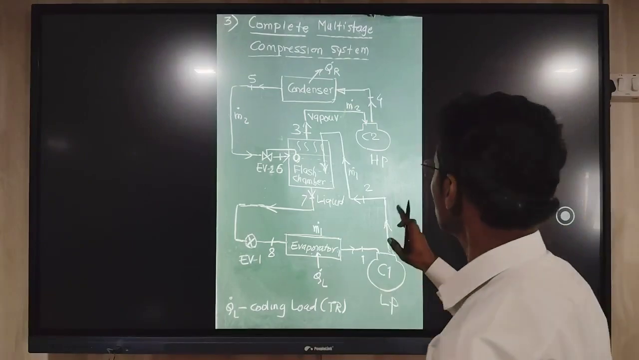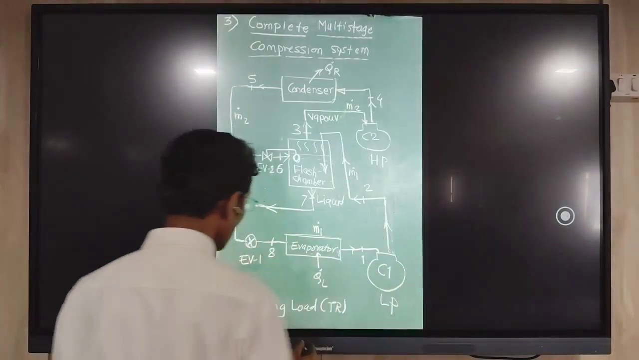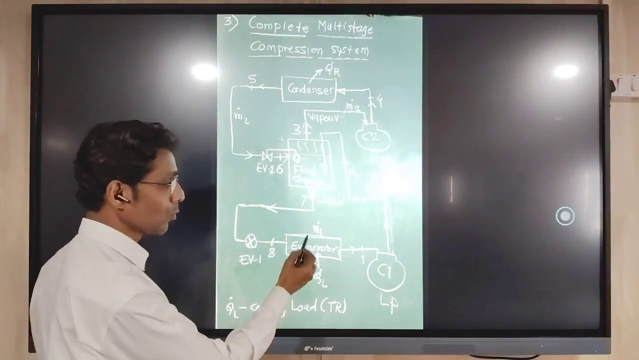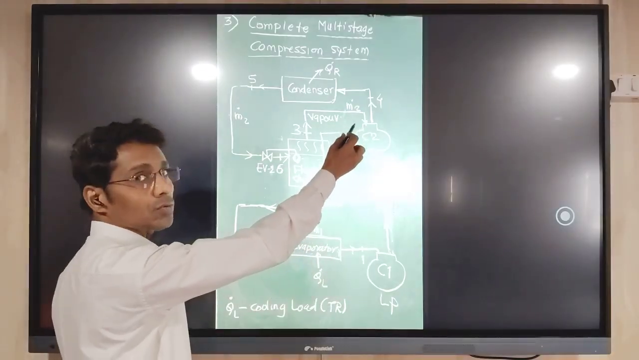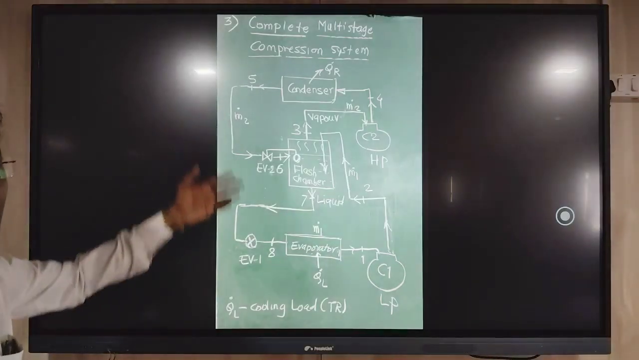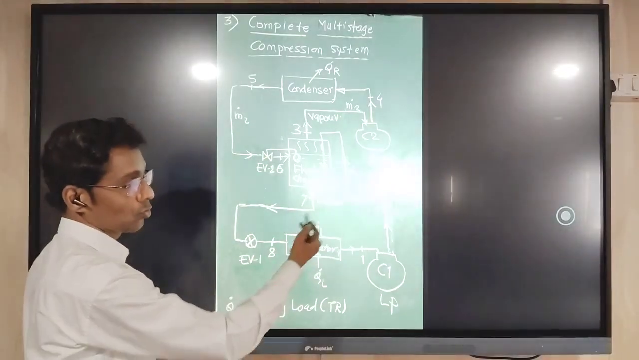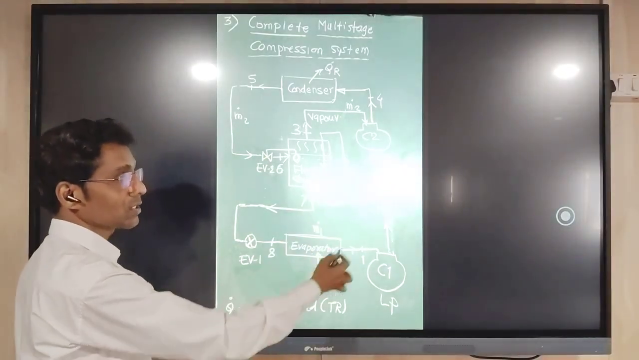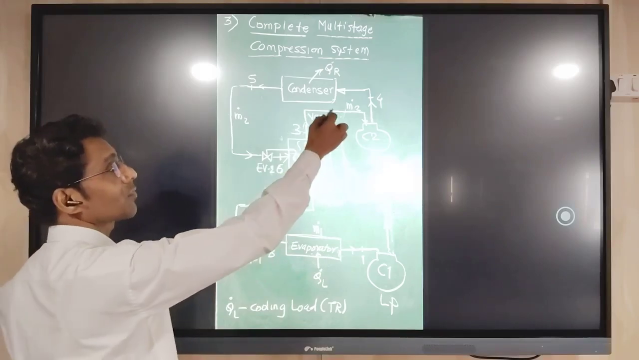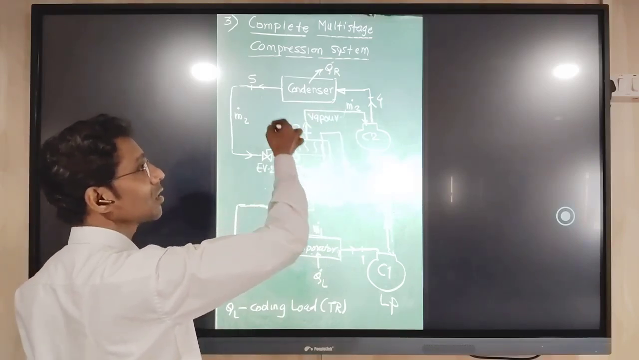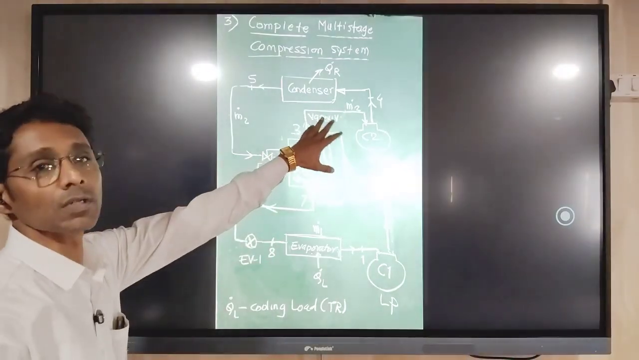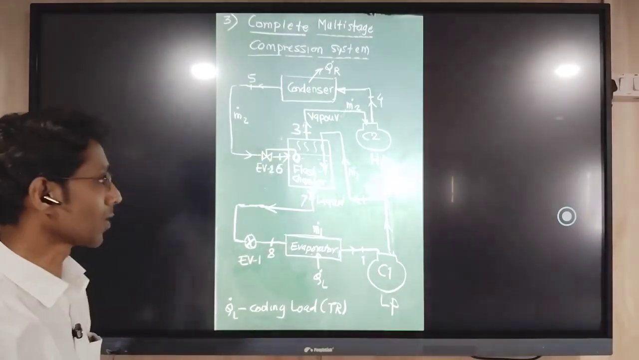Now we can see the remaining part. Through compressor 1, the mass flow rate flowing is M1 dot. Through compressor 2, the mass flow rate passing is M2 dot. So the mass flow rate circulated in the low pressure compressor loop is M1 dot, and the mass flow rate of the refrigerant circulated in the high pressure compressor loop, the upper loop, is M2 dot. We will use this for the next analysis.